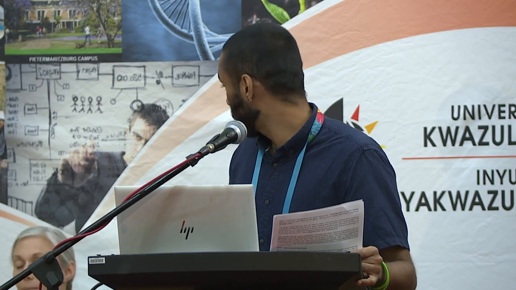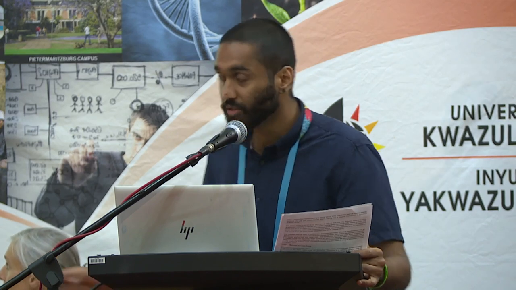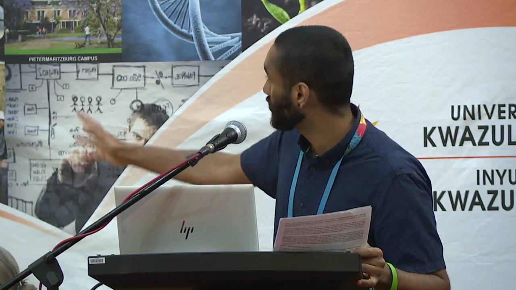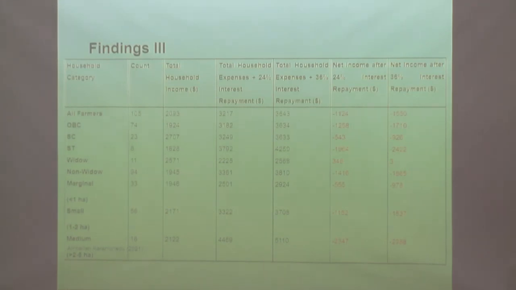The non-farm income sources are low-paid, insecure, and irregular, earning $3 to $7 per day, which are completely insufficient compared to the rising debts, interest repayments, and household expenses for food, fuel, medical expenses, and education. So this is shown by this table. It's quite complex, so just focus on the right-hand side, the two columns.